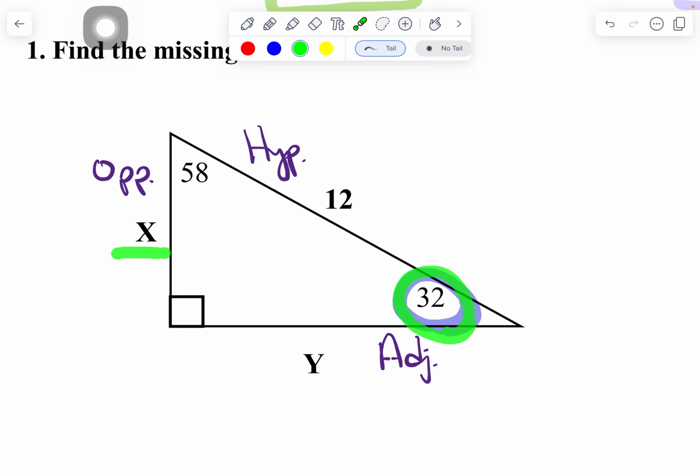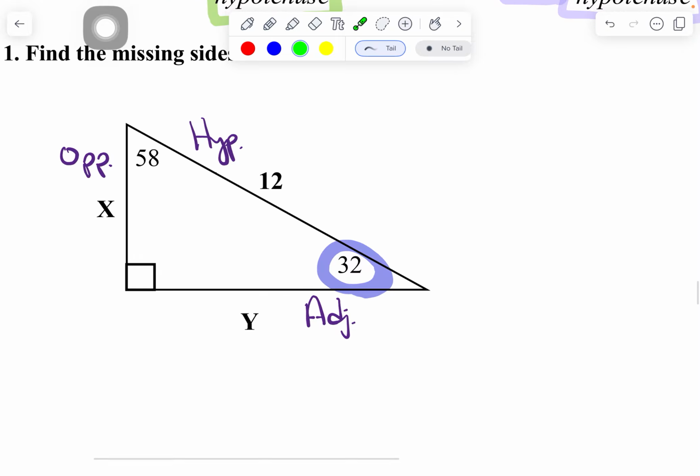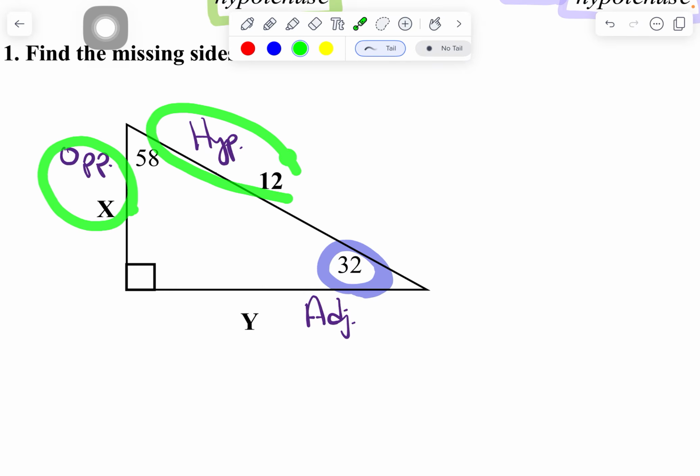And I want to figure out what X is and I want to figure out what Y is. You cannot figure out both at the same time. Sorry, too bad, can't do it. So let's find X first. So X is the opposite side to 32. And we know the hypotenuse.